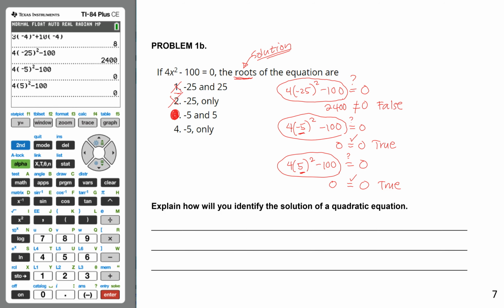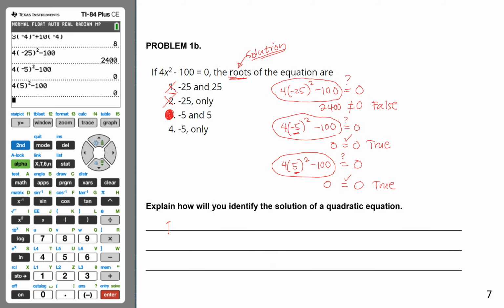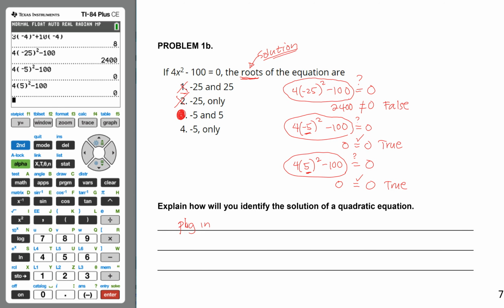Okay. The last question here, explain how will you identify the solution of a quadratic equation, the same as the beginning questions. I would say that we plug in the value of the variable and check if it makes the equation true. Okay, so this is very important here.